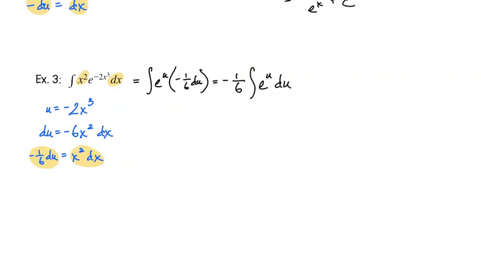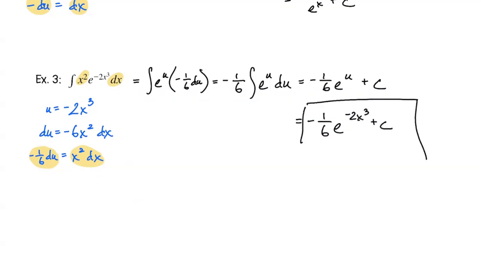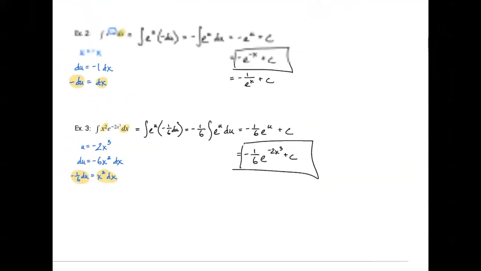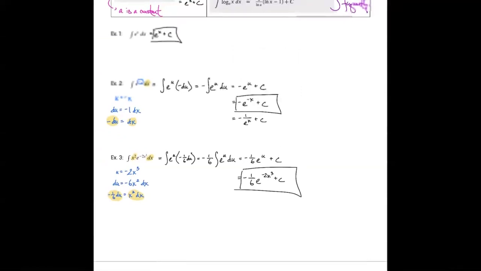All right, so we know that the integral of e to the u is e to the u. So I'm going to get negative 1/6 e to the u plus c. But since my original question had x's in it, I better put those back in. And I'll get negative 1/6 e to the negative 2x cubed plus c. Right? So 3 different questions, some involve u sub, some do not, but all involving the integral of an exponential function. All right.